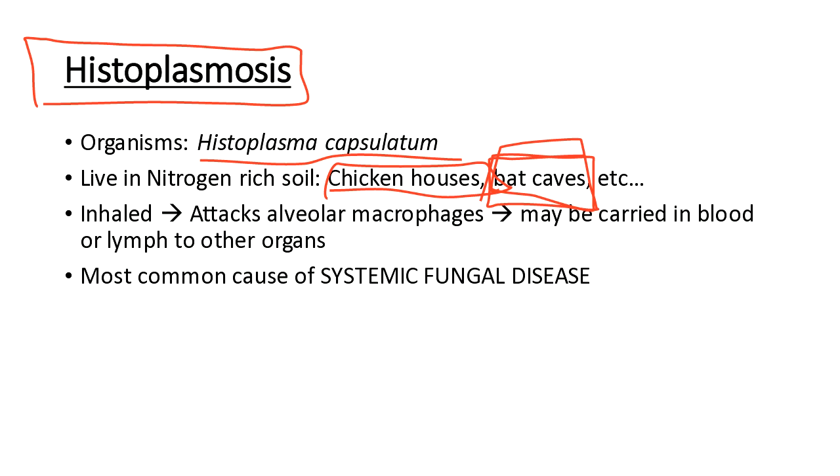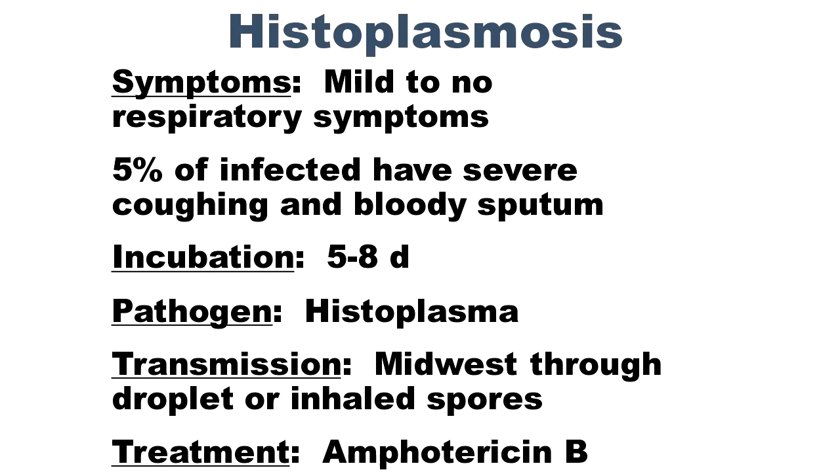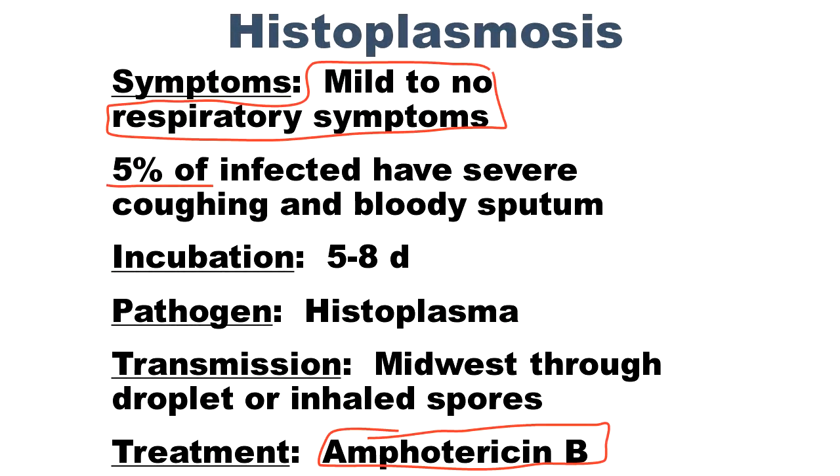However, if you look at the rates of infection and symptoms, most people that are infected will have mild or no symptoms. It really only causes very severe infections in 5% of those that are infected. So 95% or more of people that are infected will have no symptoms or very mild symptoms, and some of those mild symptoms would probably resemble the common cold or a cough. The treatment for this would be amphotericin B, which again is a very popular antifungal drug to treat systemic fungal infections.